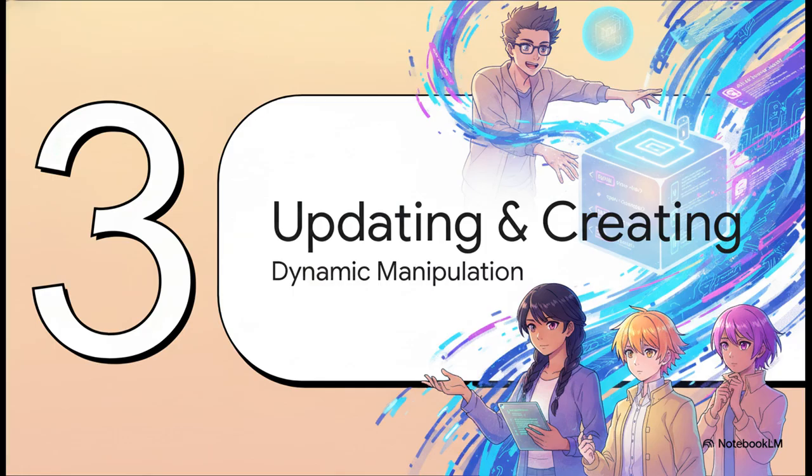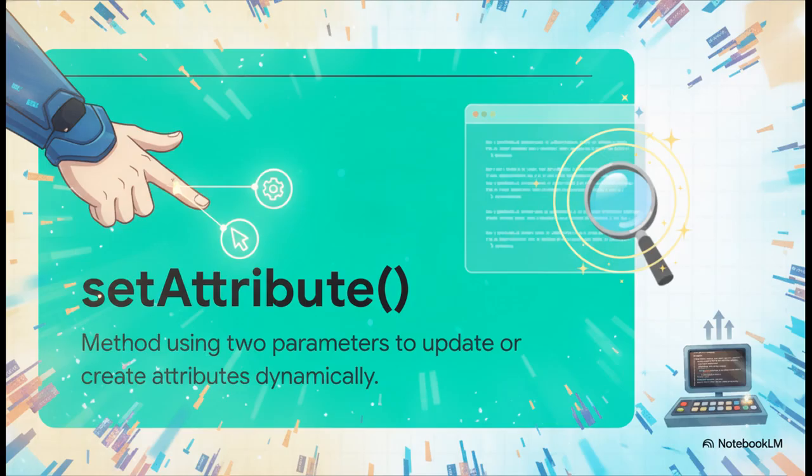Section 3. Updating and creating attributes. Dynamic manipulation. Now, to change the DOM dynamically and inject new values onto the page on the fly, we use the setAttribute method. This is going to be your primary workhorse for updating elements. But pay close attention here. Unlike getAttribute, setAttribute specifically requires two distinct parameters to function. The first parameter is the attribute name you're targeting, and the second parameter is the brand new value you want to assign to it. And what's super cool is that it's not just for updating existing attributes, it can dynamically create brand new ones right out of thin air.